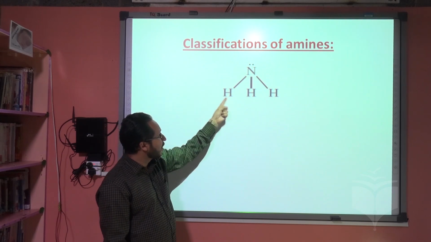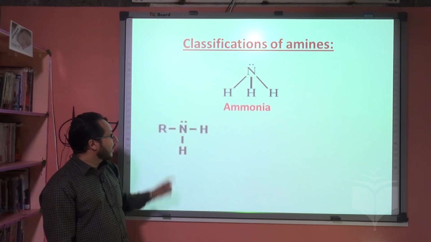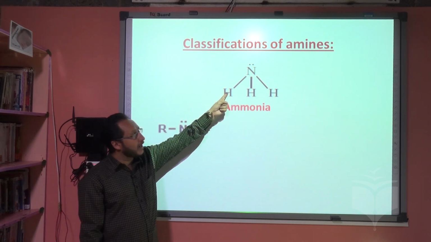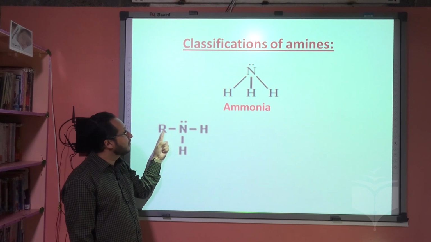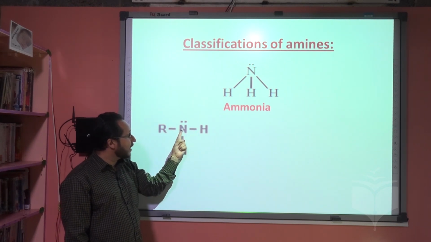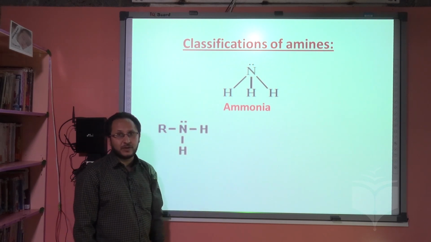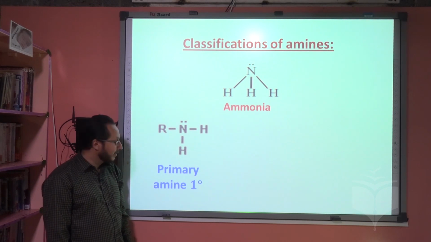If you replace 1 hydrogen atom from ammonia by alkyl group, so 1 hydrogen atom from ammonia is replaced by alkyl group, what remains here? It is NHH. So this N has 2 hydrogen atoms. In this case, what do you call it? Yes, it is a primary amine.